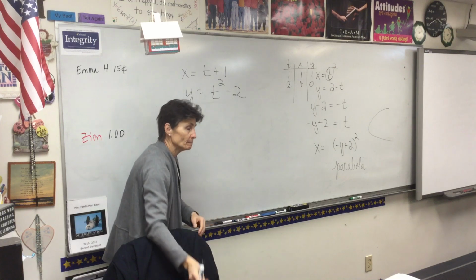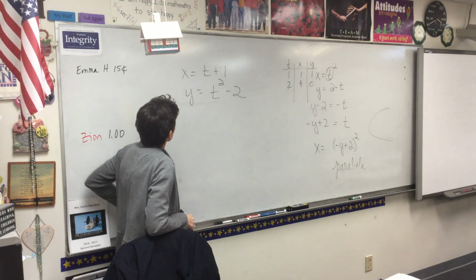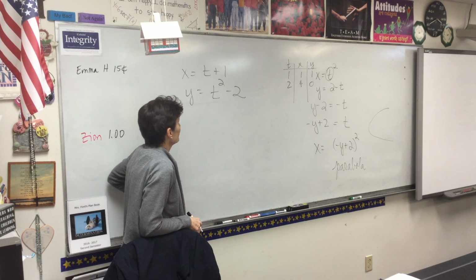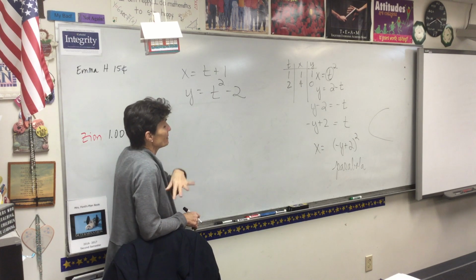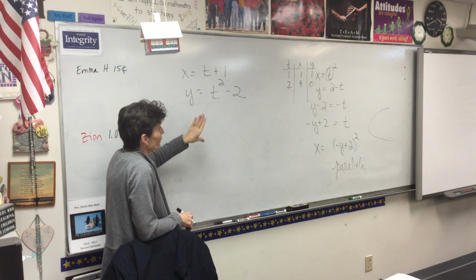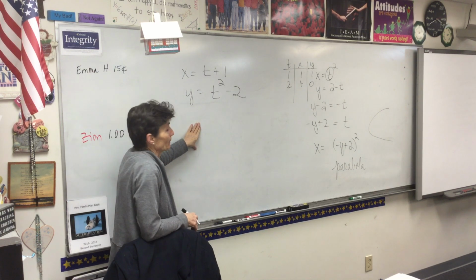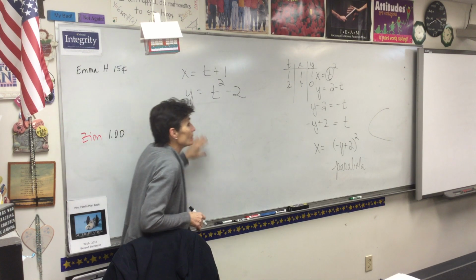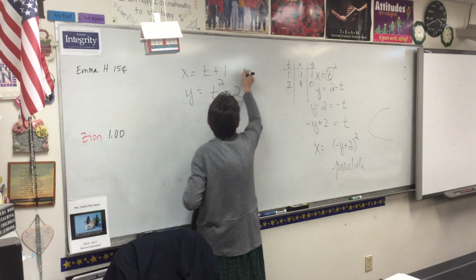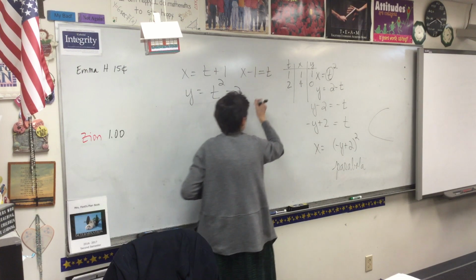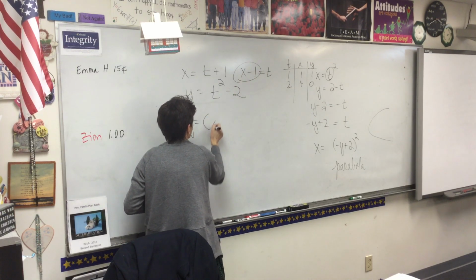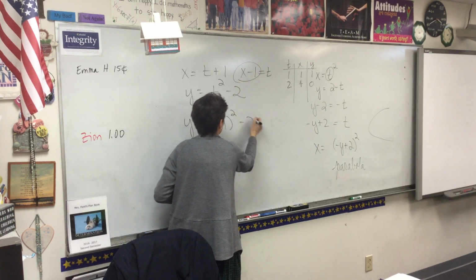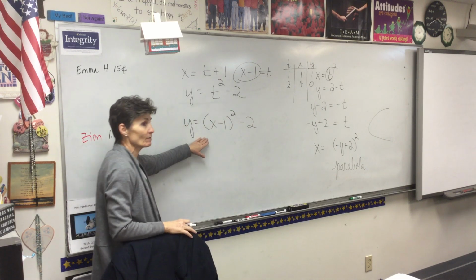Okay, so what's your thought? Your job is to eliminate the parameter. So what are you going to do? We're going to graph it in a minute, but first we have to follow the directions. We want to write an equation with no t. Yes, so x minus 1 equals t. And then we'll put that right here. So y equals (x minus 1) squared minus 2. Is that okay with everybody?